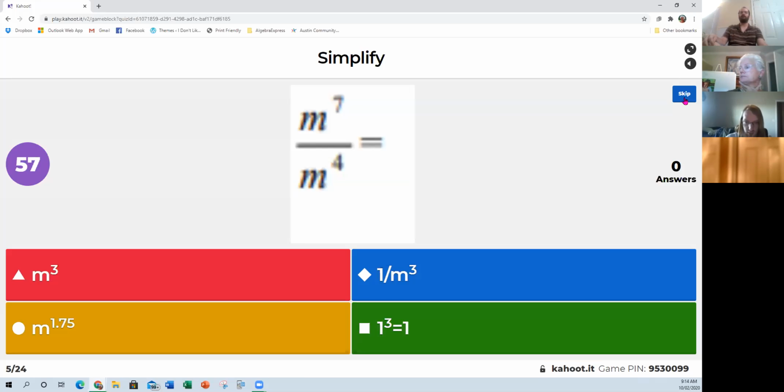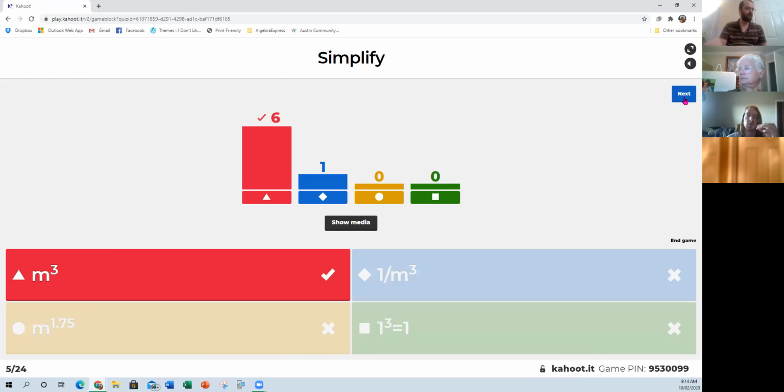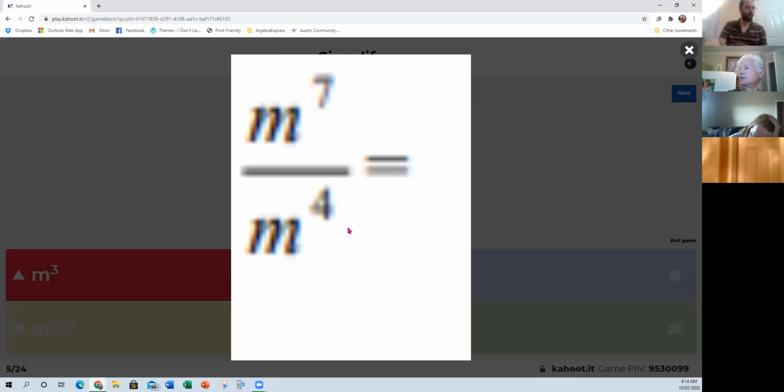Dividing now. Good. Okay. So when we divide, we just subtract the exponents and keep the base. So m, we keep that, and 7 minus 4 is 3. So it would be m to the third.